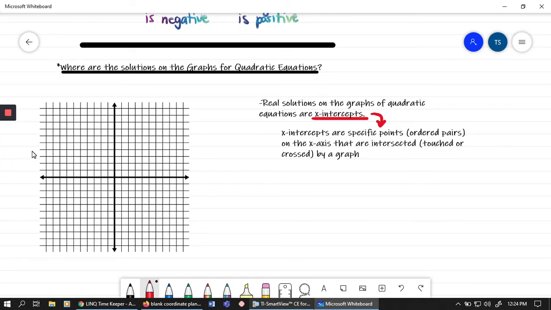So again, as a reminder to you guys, because this should be a review, x-intercepts are specific points, and by points we mean ordered pairs. So x-intercepts are specific points on the x-axis that are intersected, and by intersected we mean touched or crossed. So again, x-intercepts are specific points on the x-axis that are intersected by a graph.